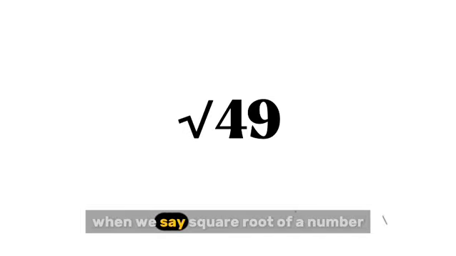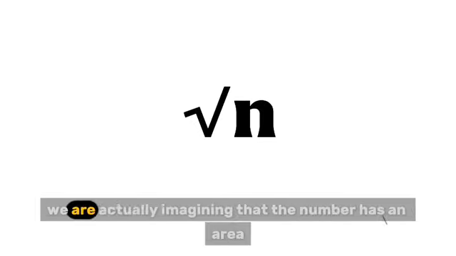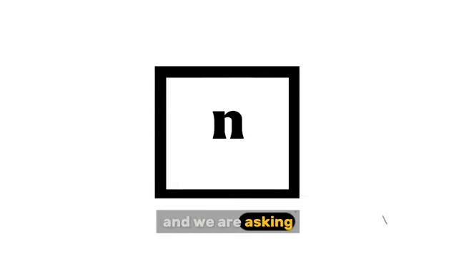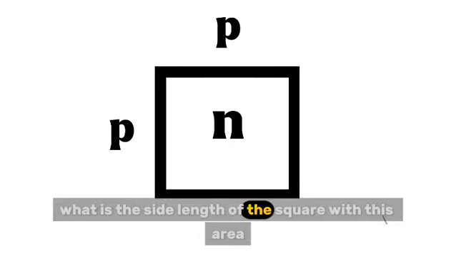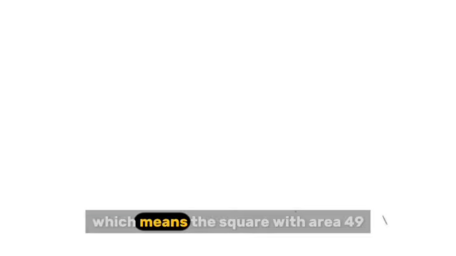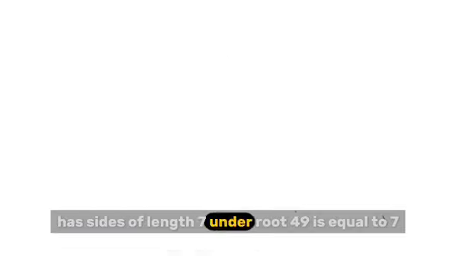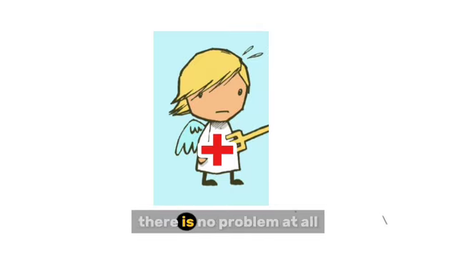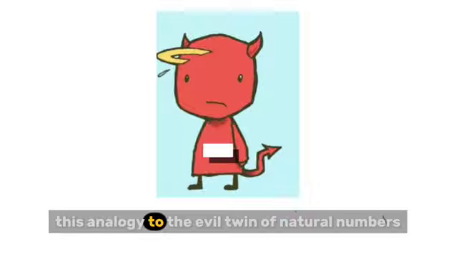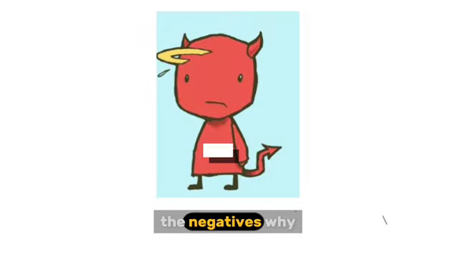So when we say square root of a number, we are actually imagining that the number has an area and we are asking, what is the side length of the square with this area? Which means the square with area 49 has sides of length 7. Under root 49 is equal to 7. In terms of positive number, there is no problem at all. But nobody dared to apply this analogy to the evil twin of natural numbers, the negatives.